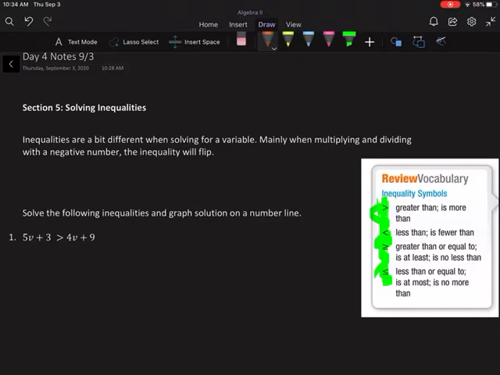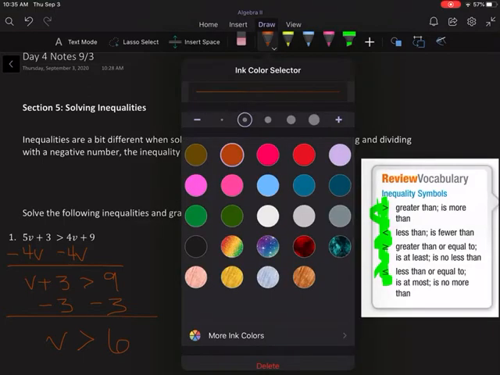So just keep in mind what those mean. So we're going to solve the following. Just like we do with regular equations, we need to combine like terms. So my first step is I'm going to subtract the 4v to the left. And that leaves me with 1v. The plus 3 drops down. Is greater than 9. Then I subtract the 3. So v is greater than 6. And that'll be a final answer.